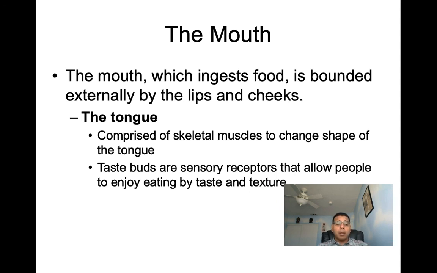Now, when we talk about the mouth, I would like you to know that the mouth is going to be responsible for ingesting food. It's going to be, number one, responsible for ingesting food. The mouth has borders, and we'll see the border anteriorly is going to be the lips, and then the cheeks we have laterally, the tongue we have inferiorly, and then the hard palate and the soft palate we have superiorly.